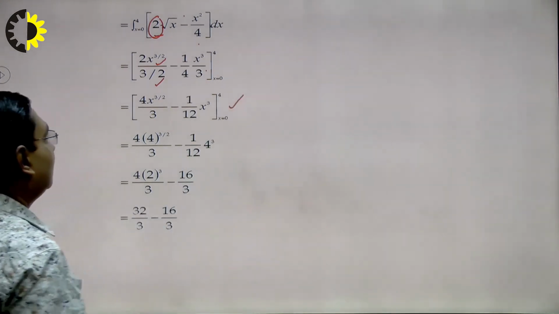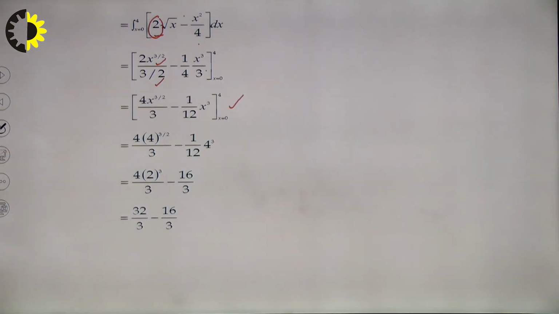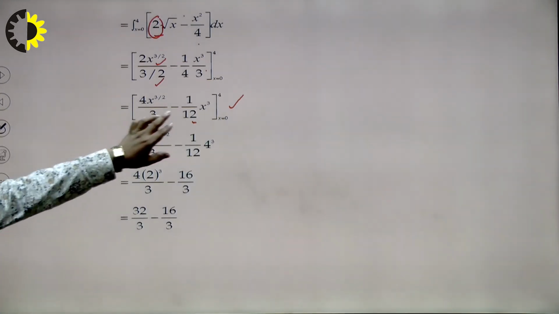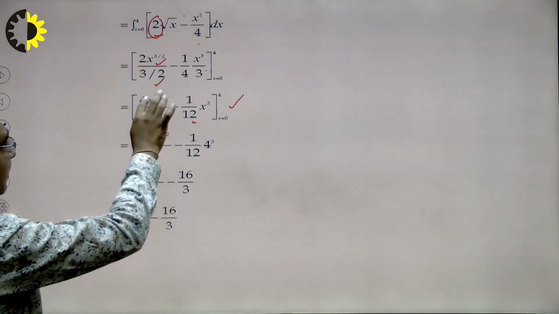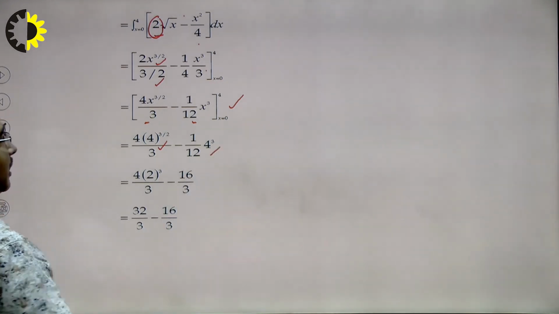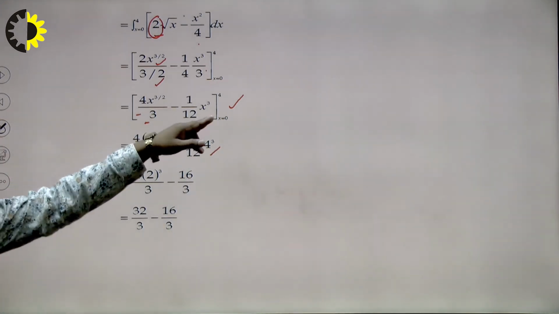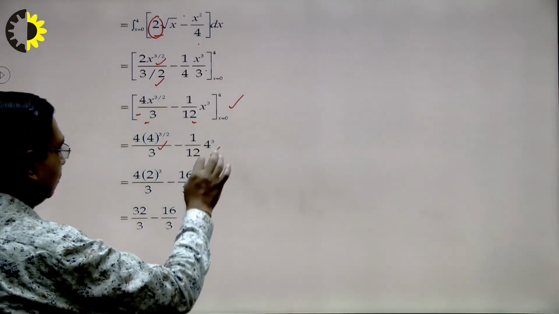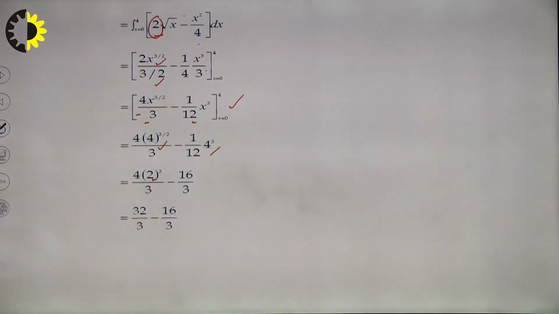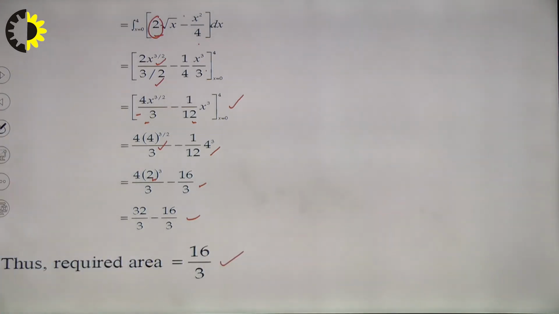Now I obtain this expression. This 2 goes in numerator, it becomes 4 upon 3 x raised to the power 3 by 2 minus 1 upon 12 x raised to the power 3. Applying limits, it becomes 4 times 4 raised to the power 3 by 2 upon 3 minus 1 upon 12 times 4 raised to the power 3. Substituting 0, that is lower limit, I obtain 0. This 4 raised to the power 3 by 2 becomes 2 cube. Simplifying I obtain this expression, which is nothing but 16 upon 3, which is the required area.